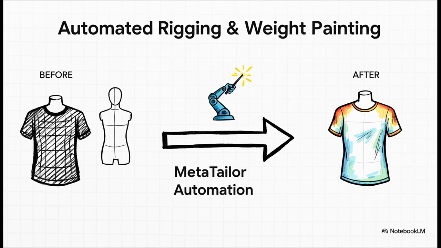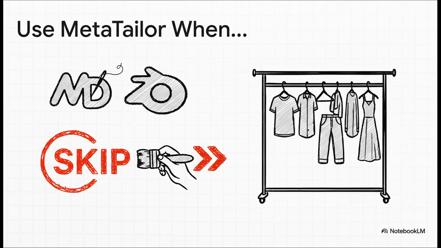You give it a piece of clothing and boom, it automatically rigs it to your MetaHuman, it generates all of those cloth weights for you, and it even sets up the basic chaos cloth file. The whole thing happens in just a couple of clicks. It's amazing. So, when should you use MetaTailor?